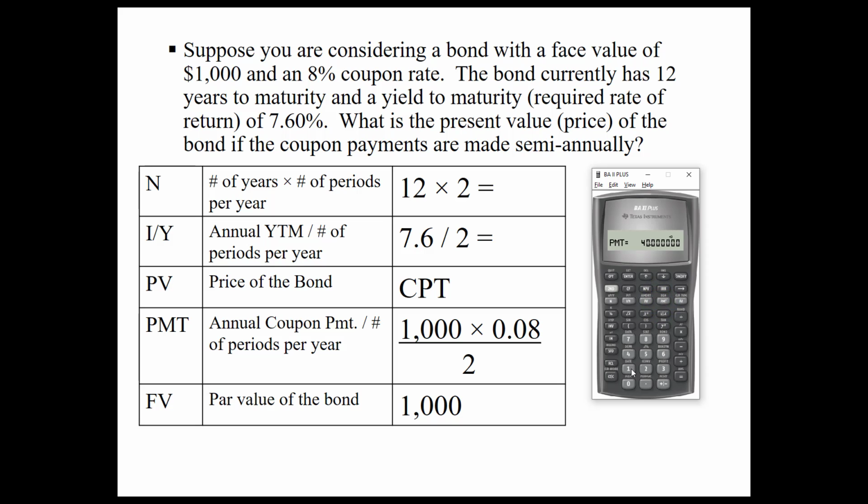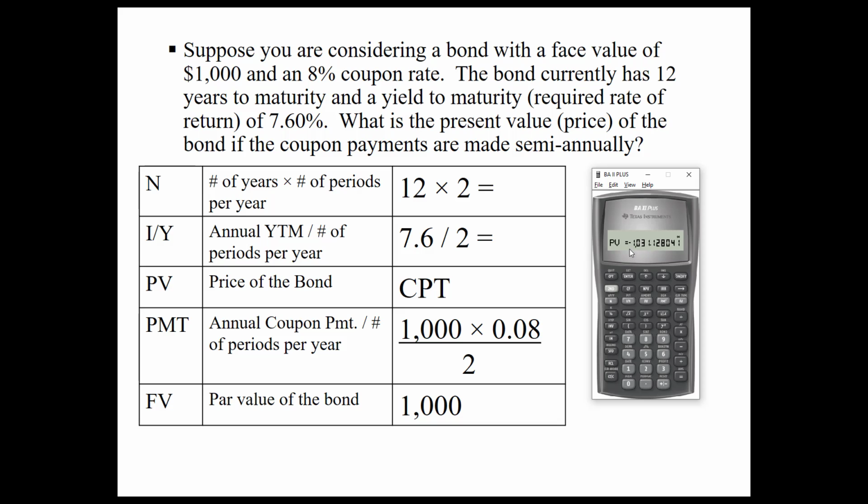Our face value or our future value is $1,000. FV. And then on the top left, we go to compute or CPT. PV, and we determine the price to be $1,031 and about 13 cents.